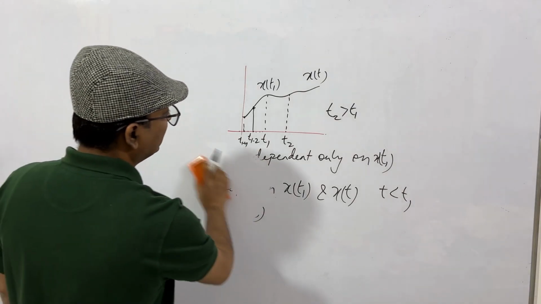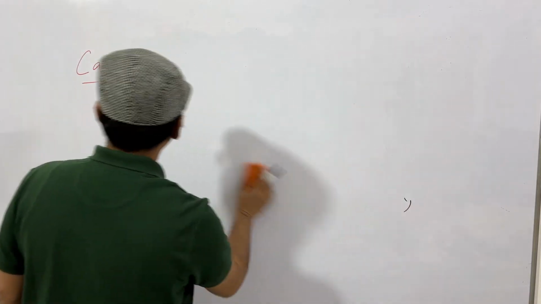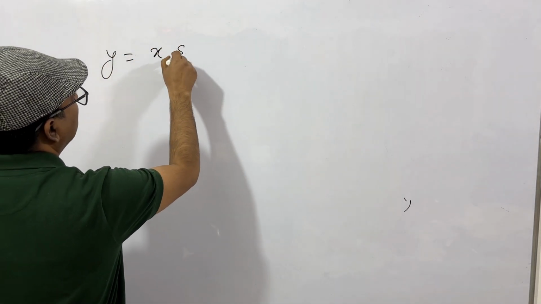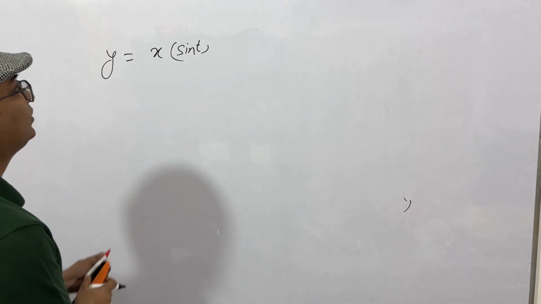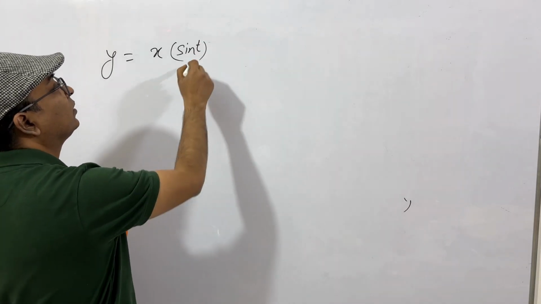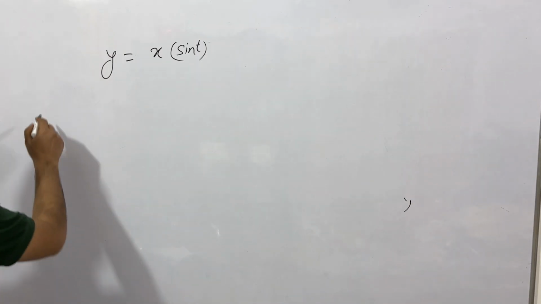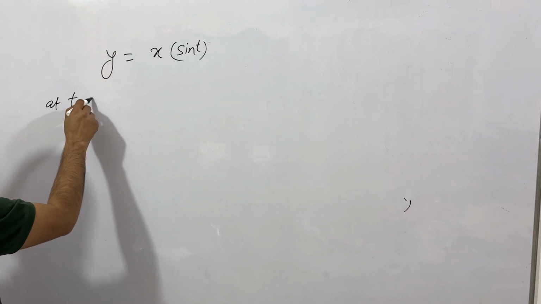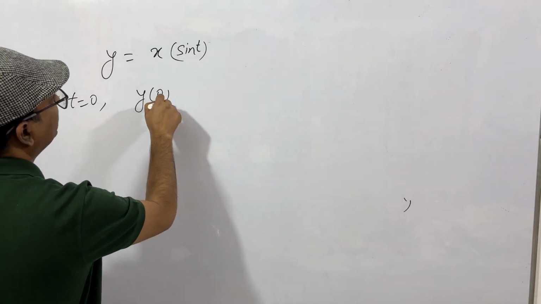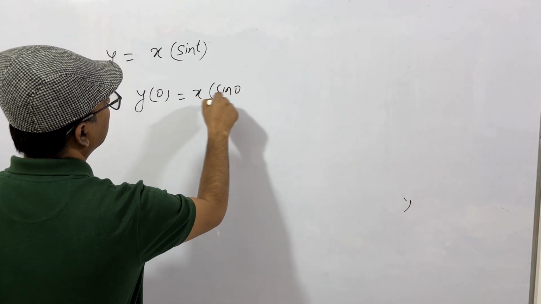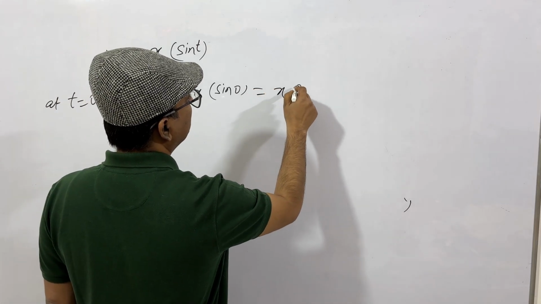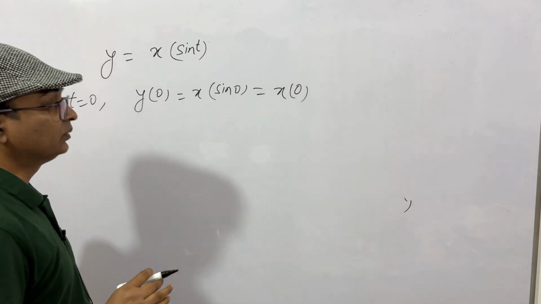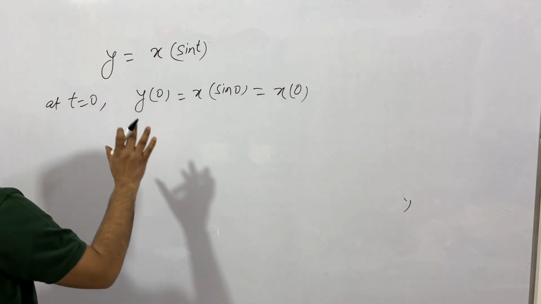Okay, let's see an example so that this is clear to us. Let's say y(t) is x of sine t. Now we have to find whether it is causal or not. Let's see the values at two or three points. At t equal to 0, y(0) will be x of sine 0. Sine 0 is 0, that is, y(0) is equal to x(0), the value of x at 0. Correct? So this is causal up to this point.